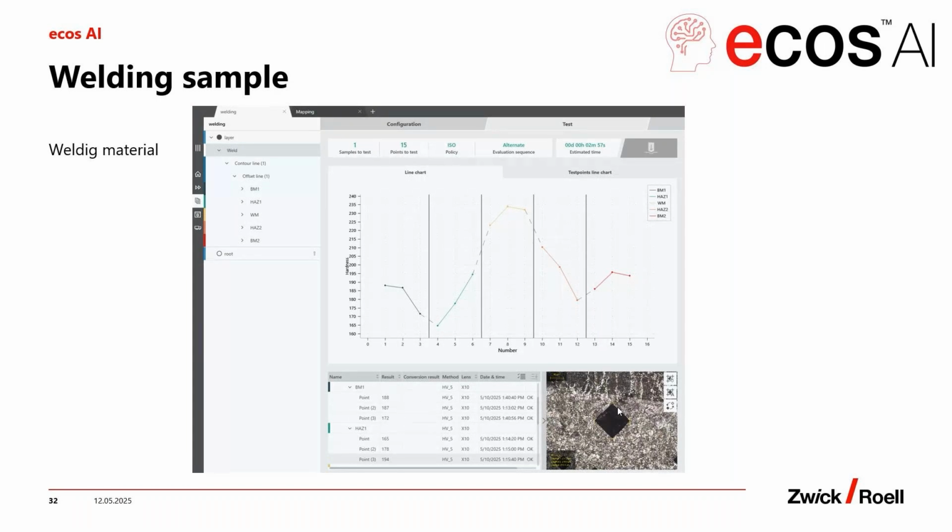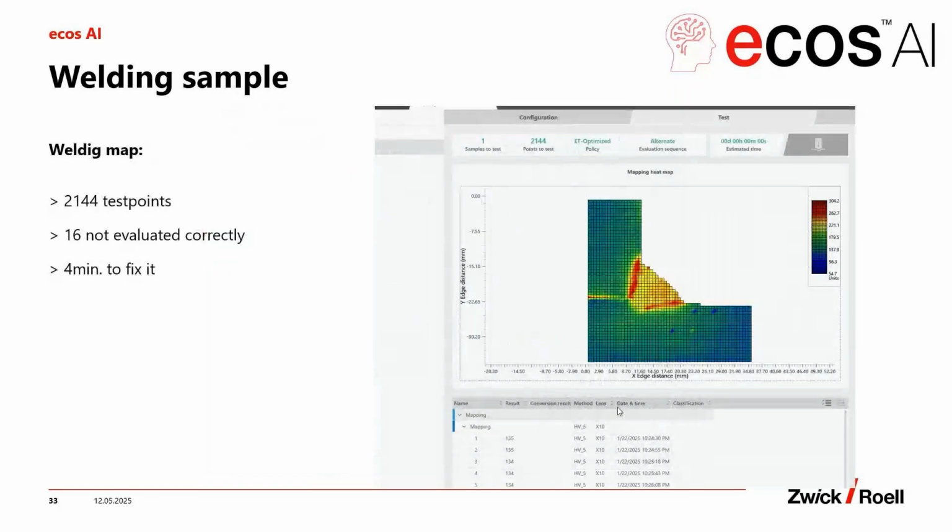I did the same, not on the very same sample, but on a similar prepared one, and we made a mapping. We created an overview of the surface of an etched weld with 2,144 test points to create a really good resolution. And I got just 16 not evaluated indents, and it took me just 4 minutes to fix it.